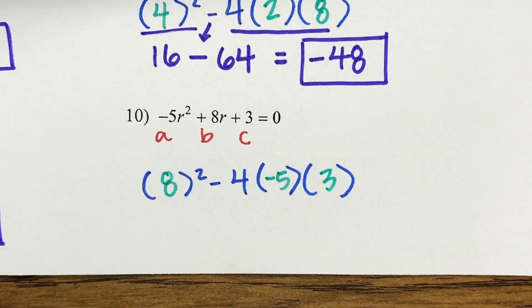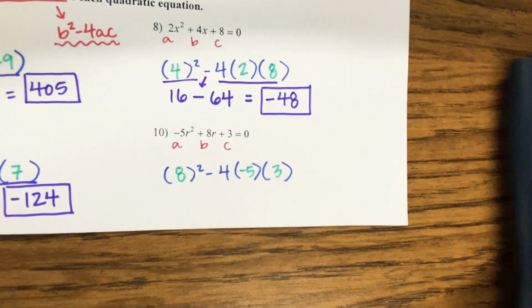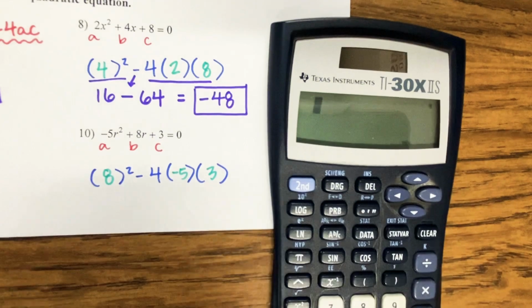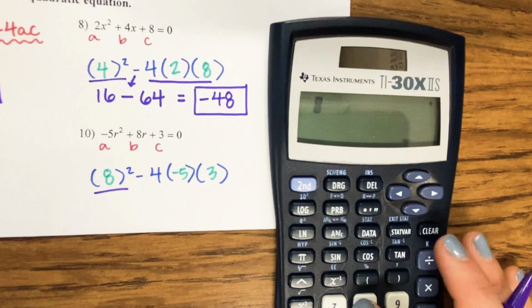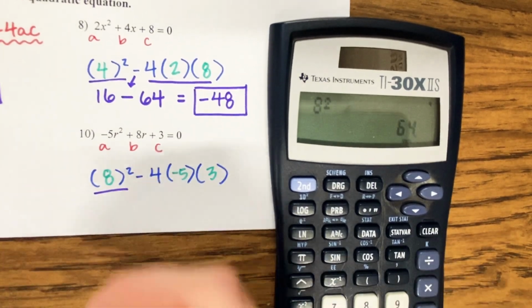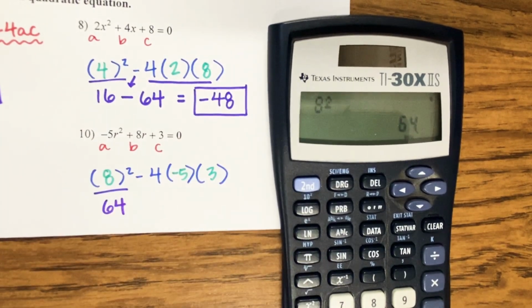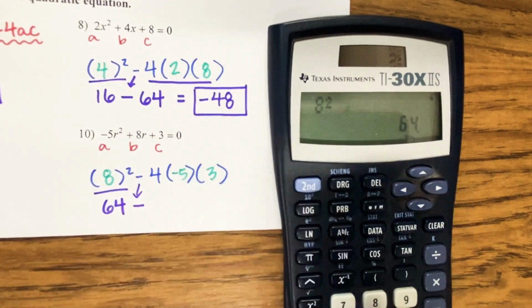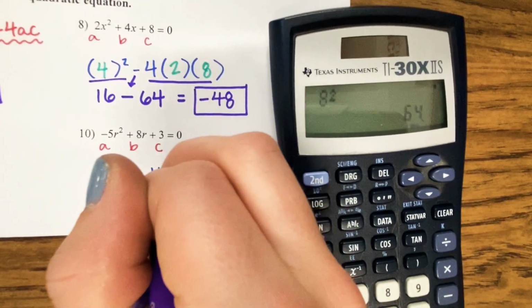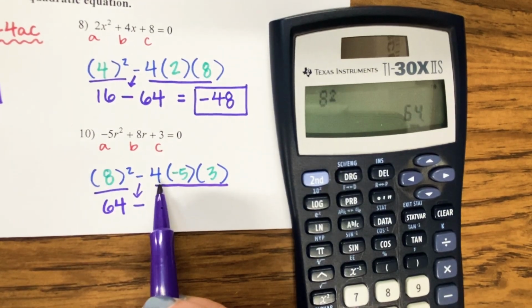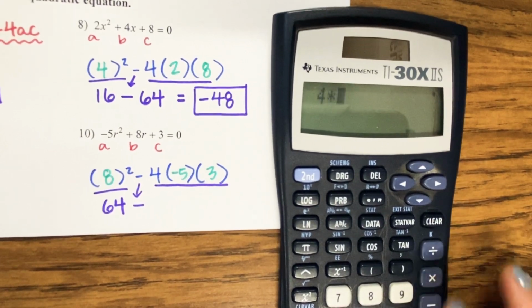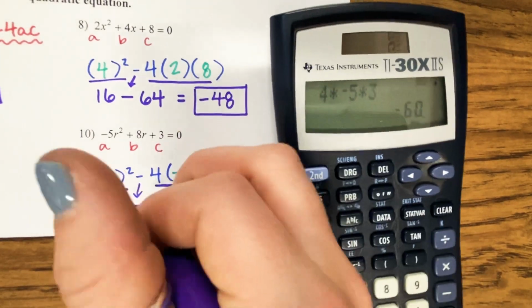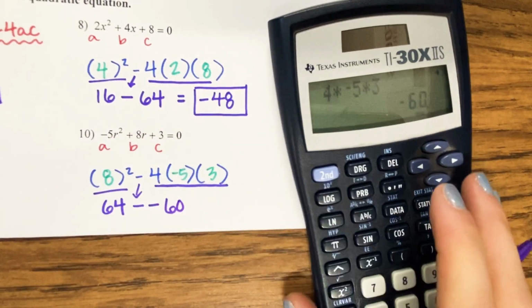We have filled it in, so we can put it in our calculator. The first piece I want to punch into my calculator is this 8 squared. It's going to give me 64. Now I'm going to subtract the next piece, so I'm going to bring that down. My next piece is 4 times negative 5 times positive 3. So I'm going to punch that in my calculator: 4 times negative 5 times 3. That's going to give me negative 60.